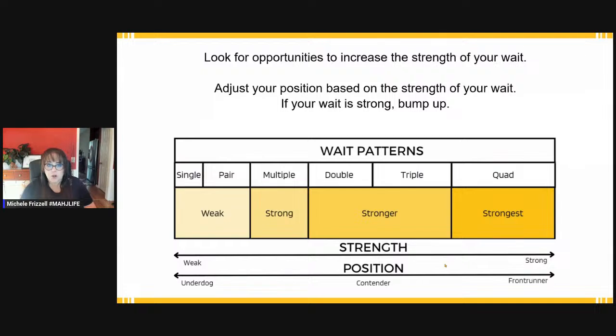If your weight is strong, you can bump up to maybe a contender. Like let's say if you're an underdog and you have a double weight, you can say, all right, I think I'm a contender now for this because I have a double weight. If your weight is weak though, then you need to bump back. So let's say, for example, you are a contender and you have a pair weight. You might make yourself an underdog and play defensively because you have a weak weight.